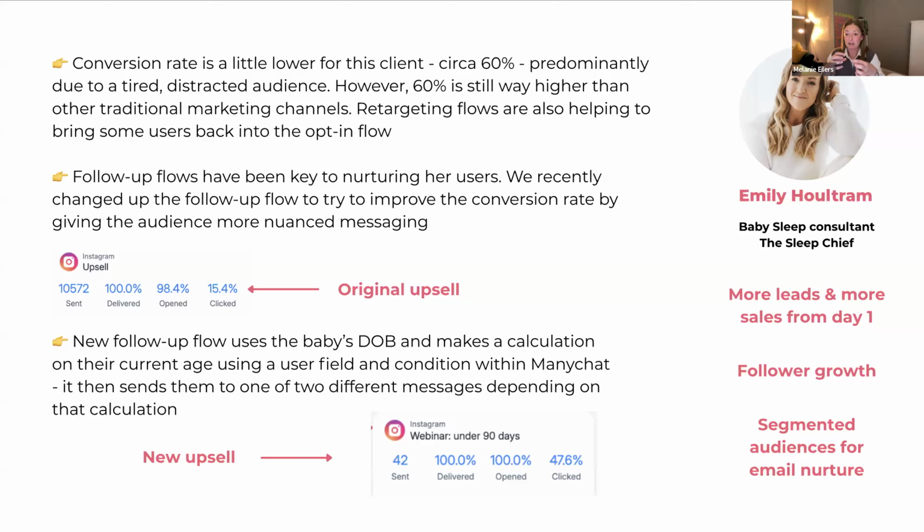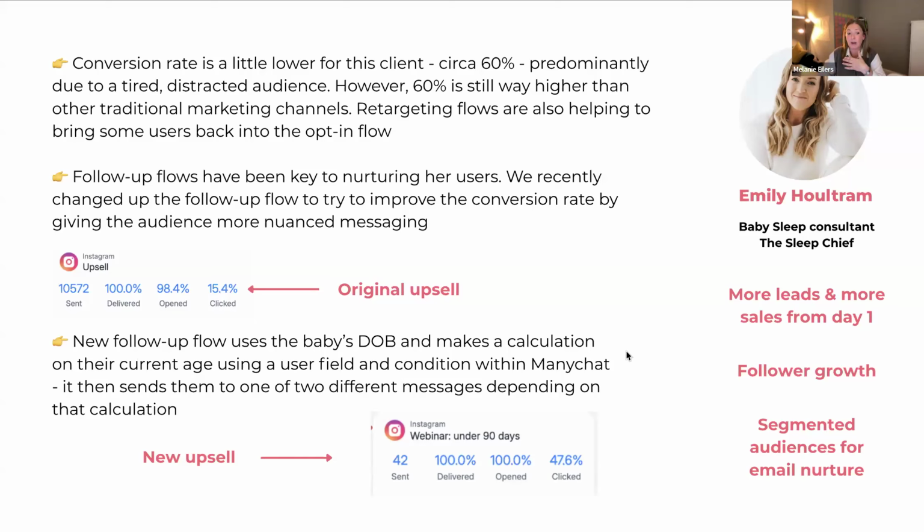And that enabled us to then send them to one of two different messages, depending on that calculation that Manychat had made in the automation. And you can see there, obviously it's had a lot less traffic through it, but already that conversion rate is up to 47%. So it's gone up from 15% to 47%. So she's already seeing a higher conversion rate on the upsells due to the more nuanced information that we were giving out.